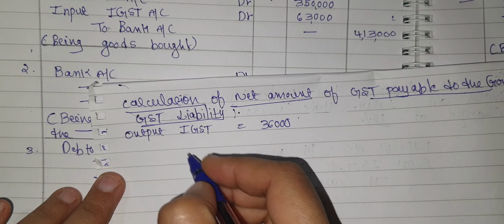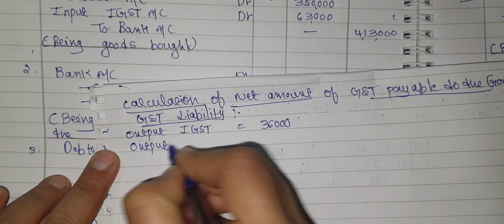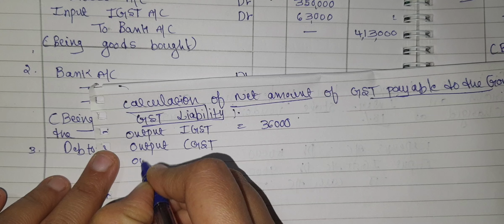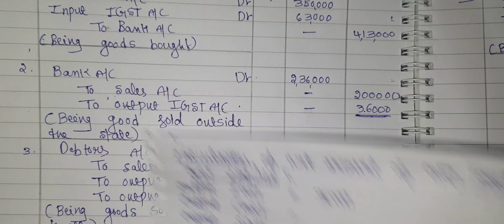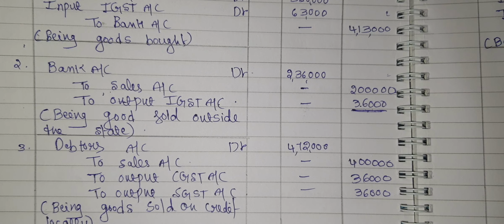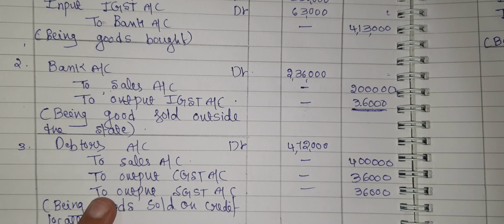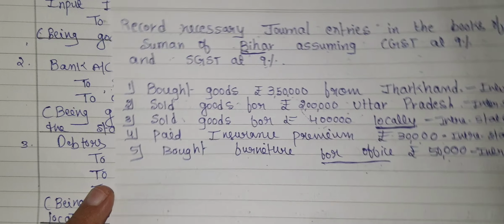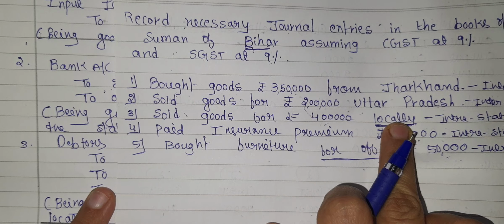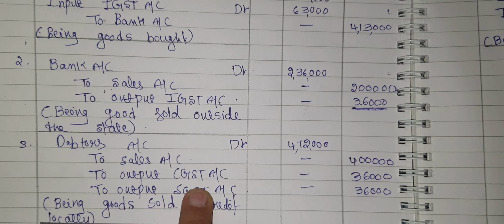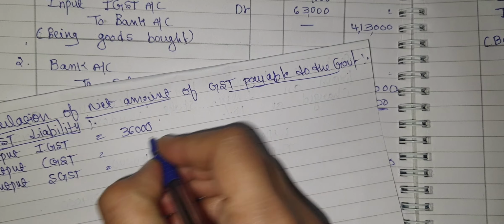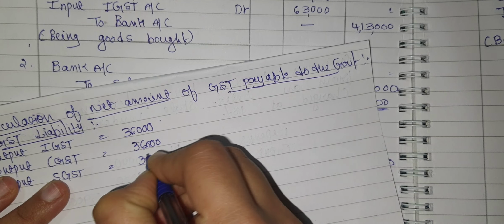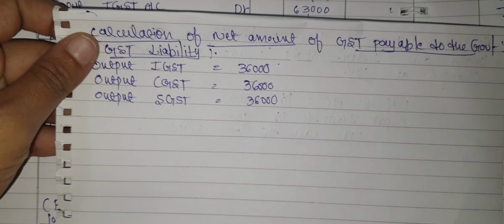Okay, see here. So output IGST is rupees 36,000, and then output CGST and output SGST. Output CGST is from the third entry here: sold goods for rupees 4 lakh locally. So output CGST is also rupees 36,000, and output SGST is also rupees 36,000.